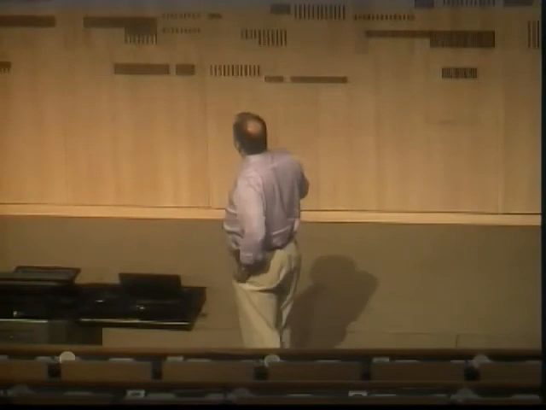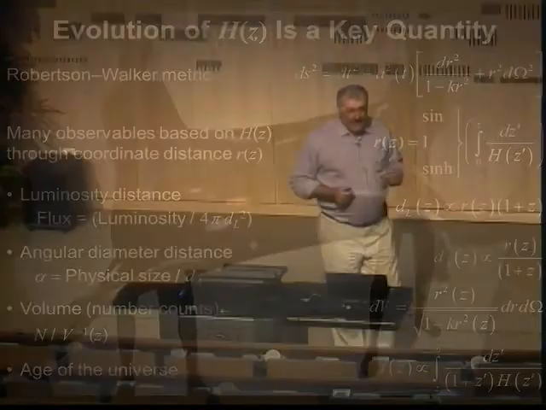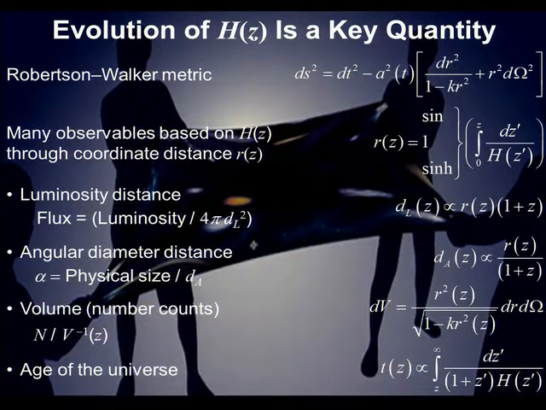So this determines the luminosity distance that's proportional to 1 plus z times r of z. So r of z enters into the calculation of the luminosity distance. And the calculation of r of z, which depends upon the integral of the expansion rate, enters in many observational quantities. The luminosity distance I've just discussed.